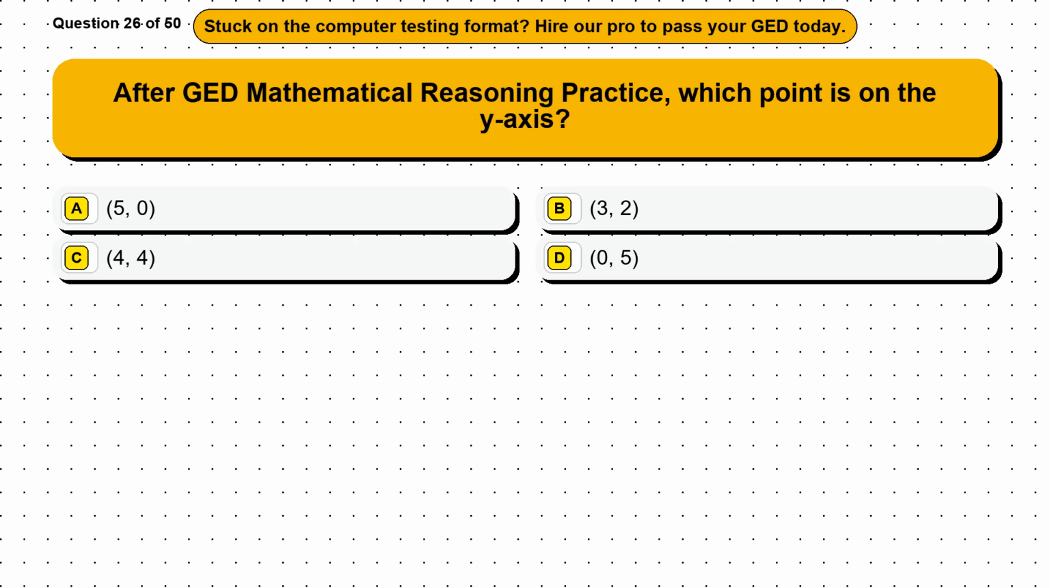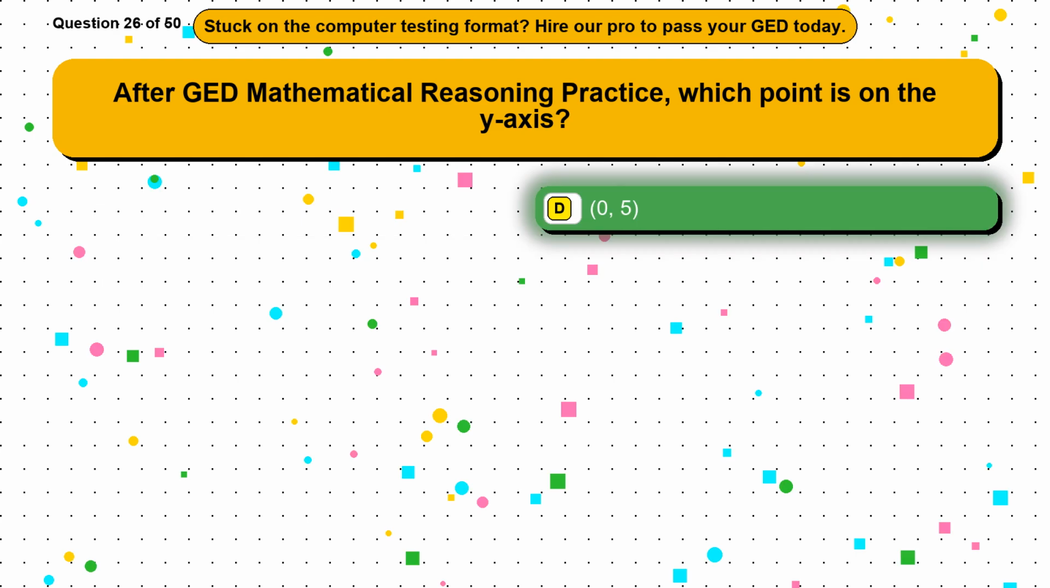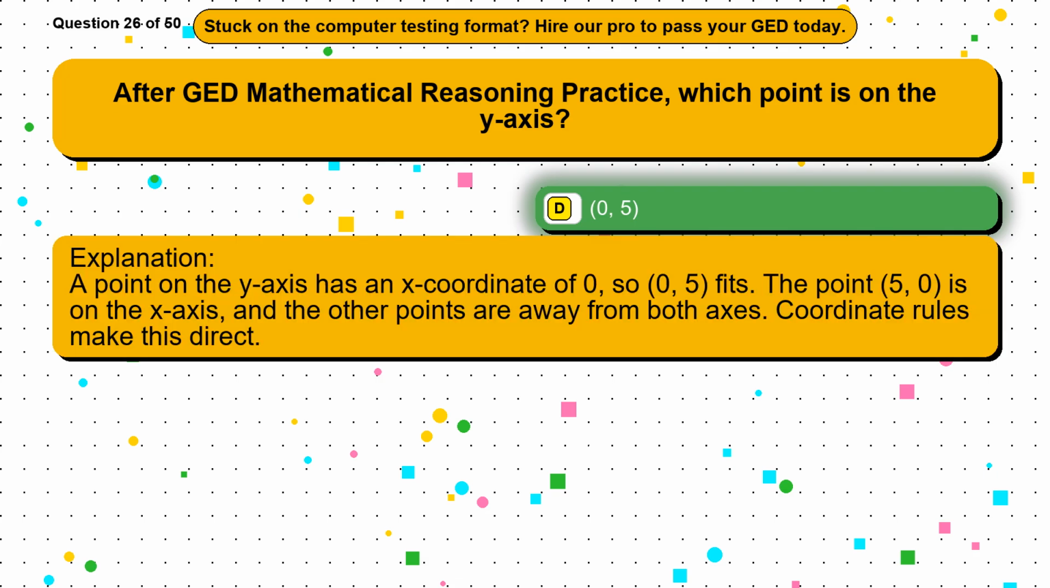Question 26. After GED Mathematical Reasoning Practice, which point is on the y-axis? Option A, 5, 0. Option B, 3, 2. Option C, 4, 4. Option D, 0, 5. The correct answer is option D, 0, 5. A point on the y-axis has an x-coordinate of 0, so 0, 5 fits. The point 5, 0 is on the x-axis, and the other points are away from both axes. Coordinate rules make this direct.